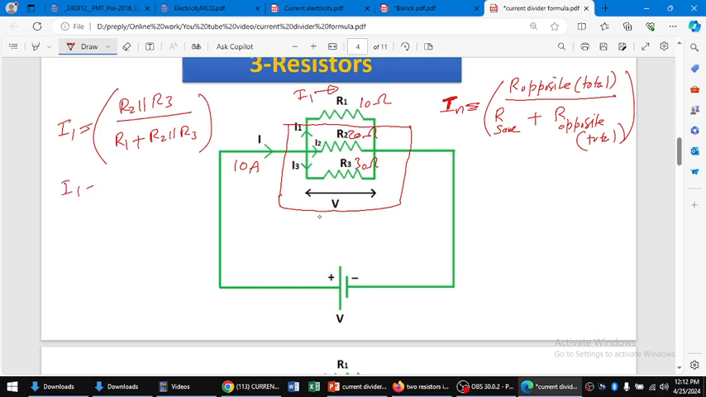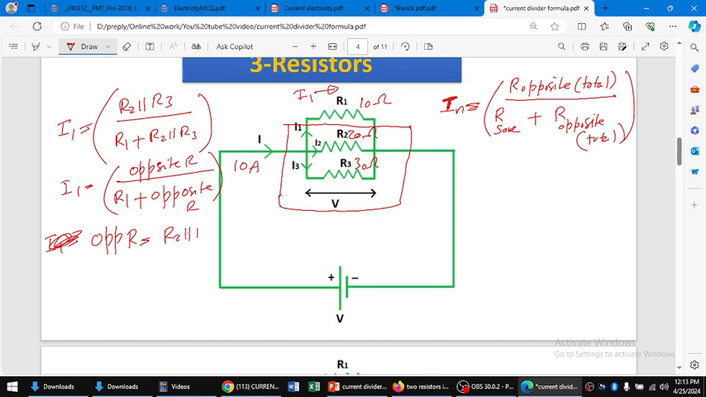In other words, we can say that I1 is equal to the opposite resistance over our R1, the same resistance, plus the opposite total resistance R. So first we solve for the opposite resistance R. Because the opposite resistance is R2 parallel R3, R2 parallel R3 is R2 multiplied by R3 divided by R2 plus R3. This is a simple formula to solve equivalent resistance.